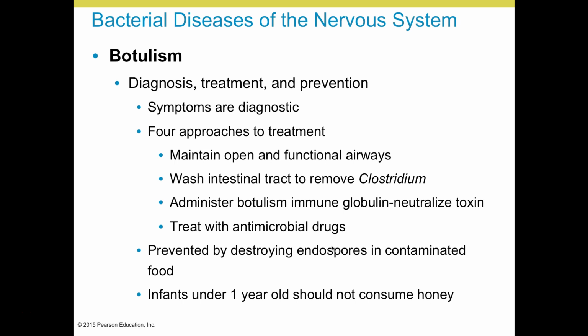In botulism, there are 4 approaches to treatment. You want to keep an open and functional airway, because remember, hypotonia can also affect your airways. Again, wash the intestinal tract, administer botulism immune globulin to neutralize the toxin, and as already mentioned, treat with antimicrobial drugs. And why should children under 1 year old not consume honey?